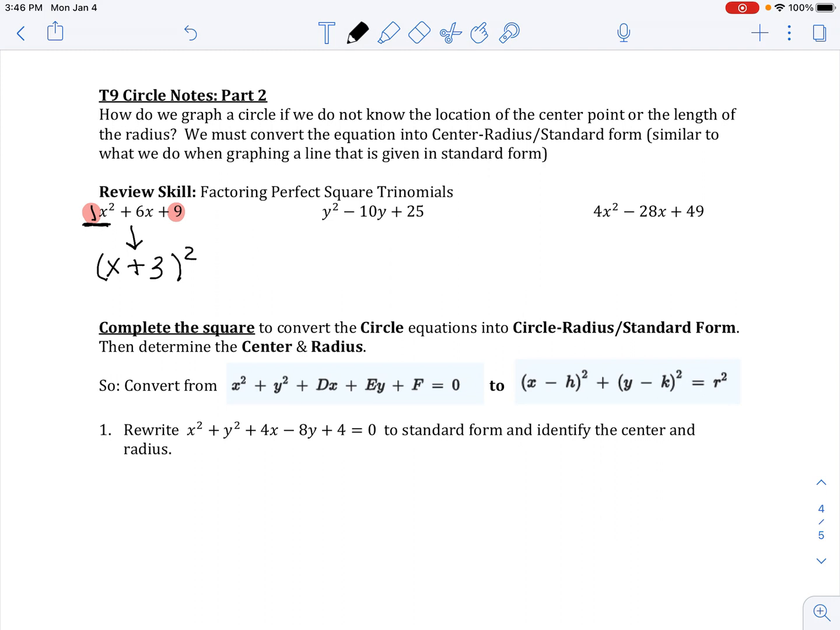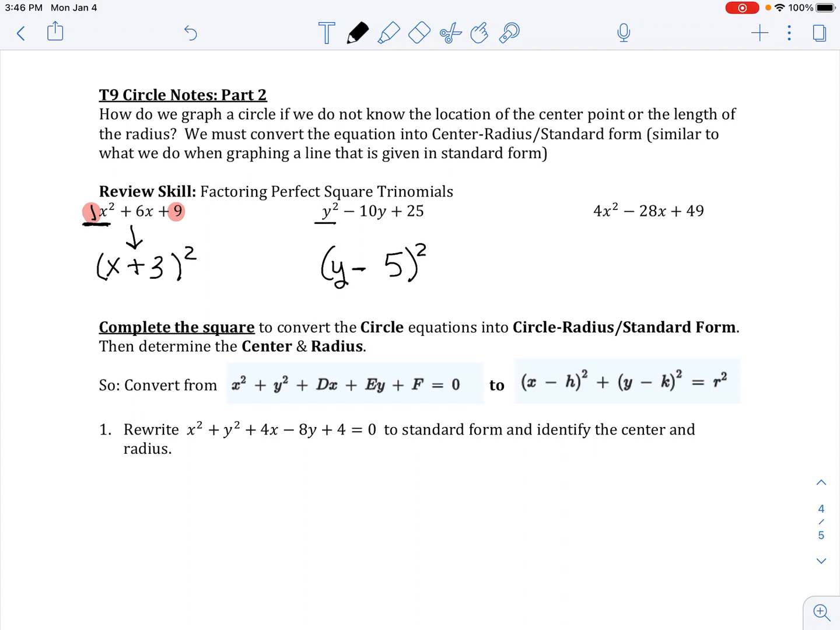Let's look at the second example. y squared minus 10y plus 25. So that is indeed a perfect square trinomial. And that is going to factor into the square of, go to the first term and square root it. Square root of y squared is y. Go to the third term and square root it. The square root of 25 is 5. Go to the first sign in the trinomial. That's a minus, so that's a minus.